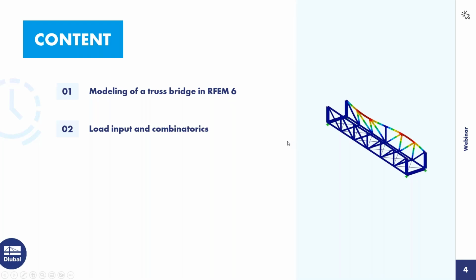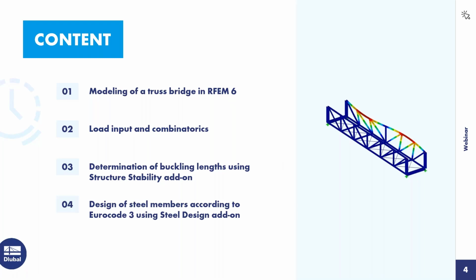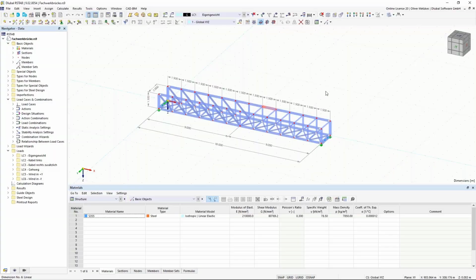To the agenda today, Oliver starts with the modeling of that truss bridge here. Then he will input loads and do the combinatorics. Then follows the determination of buckling lengths with an eigenvalue analysis using the structure stability add-on. And then the last point is the design according to Eurocode 3 with the add-on steel design.